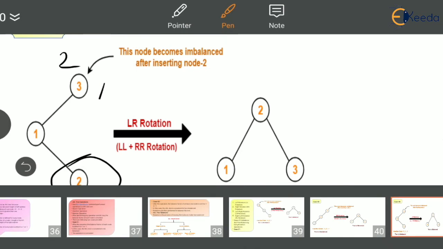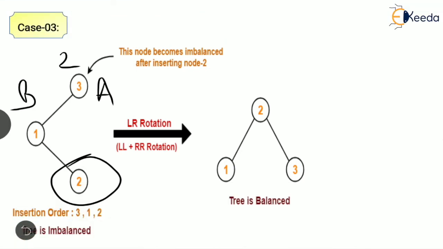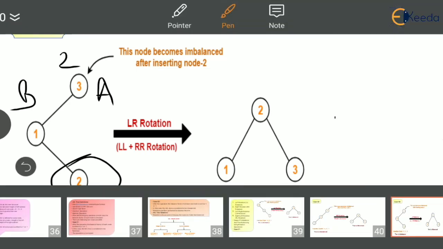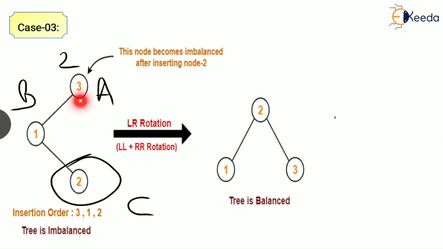So we make 3 as A, the nearest neighbor as B, and 2 as C. As we are using a double rotation technique, we make C a parent for these two children. Because as we are going for the double rotation, we have to make the node which is nearest to the balance factor. The nearest of this B is C, which is balanced. So we consider C as a parent for these two. So 2 is the parent, 1 is the left child, 3 is the right child.